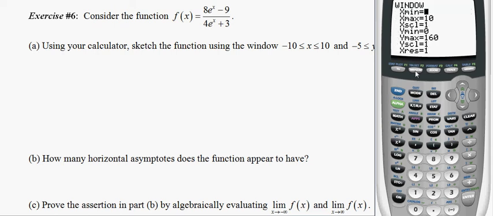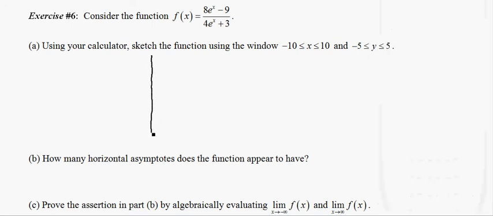I'm going to go with negative 10 to 10. That's good. What did I want on my y window? Negative 5 to 5. All right, let's take a look at the graph. Ah, the choppiness. That is cool looking, isn't it? I like that graph. What's really, really neat about it in my mind is that there are two distinctly different horizontal asymptotes. Two distinctly different.